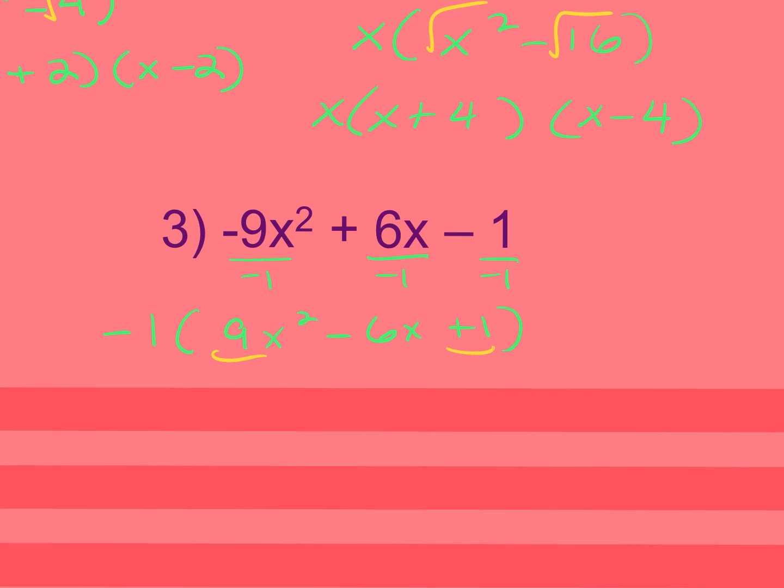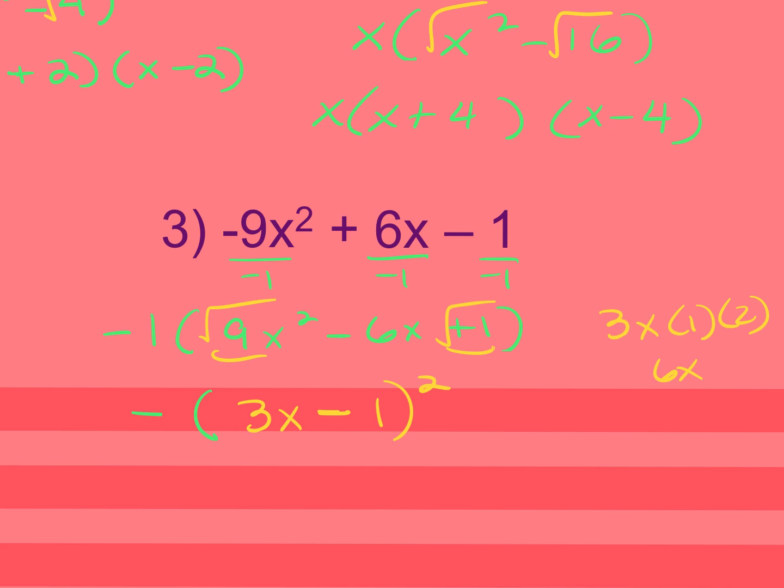So here I'm just going to square root the 9x squared. I get 3x. Square root the 1. I get 1. And then double it. And it did give me the middle. So now I can do the shortcut. I'm going to just write down my GCF. The square root of 9x squared is the 3x. The square root of 1 is 1. And then I take the sign of the middle term from the original after I divided the GCF. So the sign is a subtraction, and then it's the binomial squared. Do not forget about that negative sign out front of that binomial.